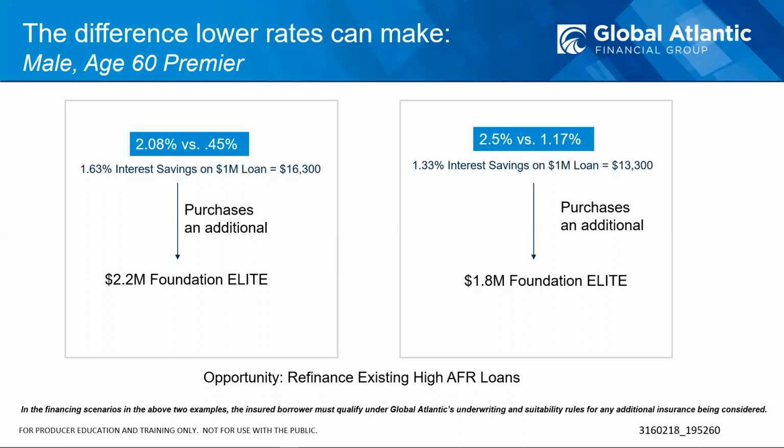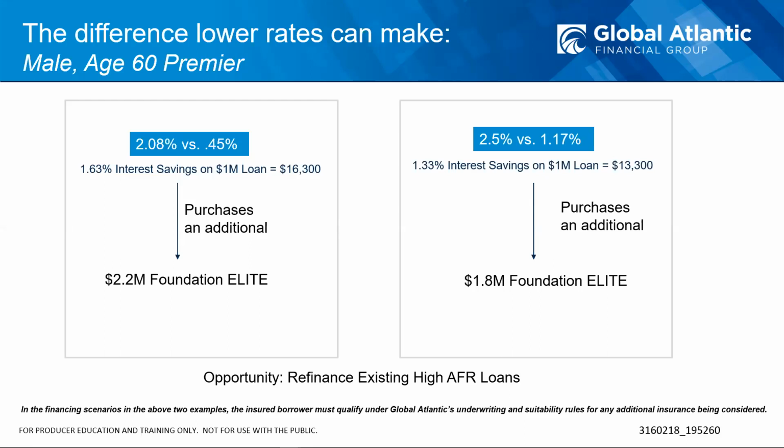What if the client said, or their advisors advised, that they do need some more coverage? Where could they find the money? They could find the money by refinancing their current loan, freeing up $16,300 a year, which on a male 60 could buy an additional $2.2 million of our Lifetime Foundation Elite product, assuming, and again, the key is assuming, that they do need the coverage and it fits into their overall plan.